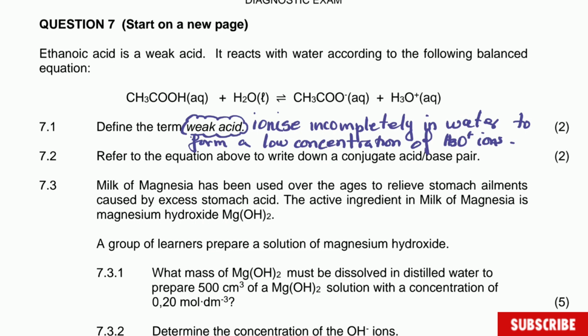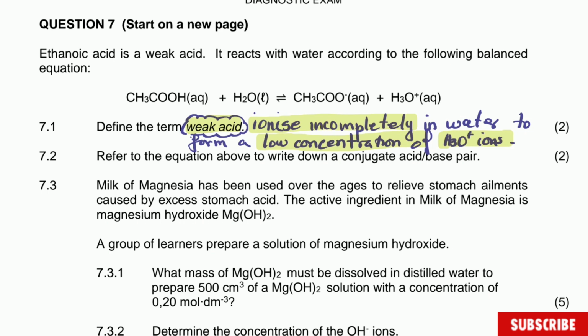A weak acid is an acid that ionizes incompletely, and that is very important. It ionizes incompletely in water to form a low concentration of H3O+ ions. That is a weak acid. Now, please be careful. Don't confuse weak acid with dilute acid. A dilute acid is when there are few particles per unit volume of a solution. Now, there is a video on that one. I can try to leave the link for that one.